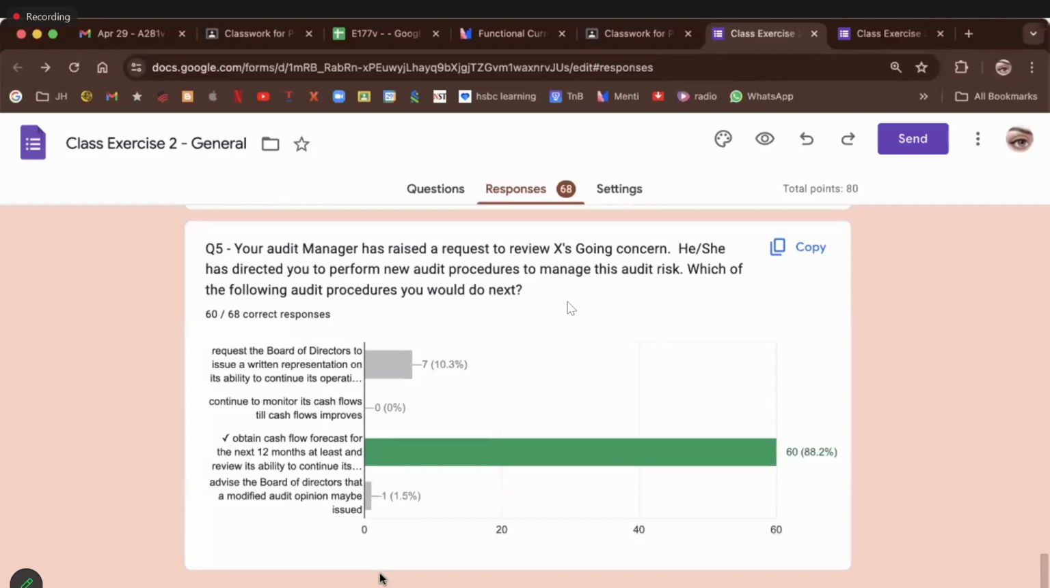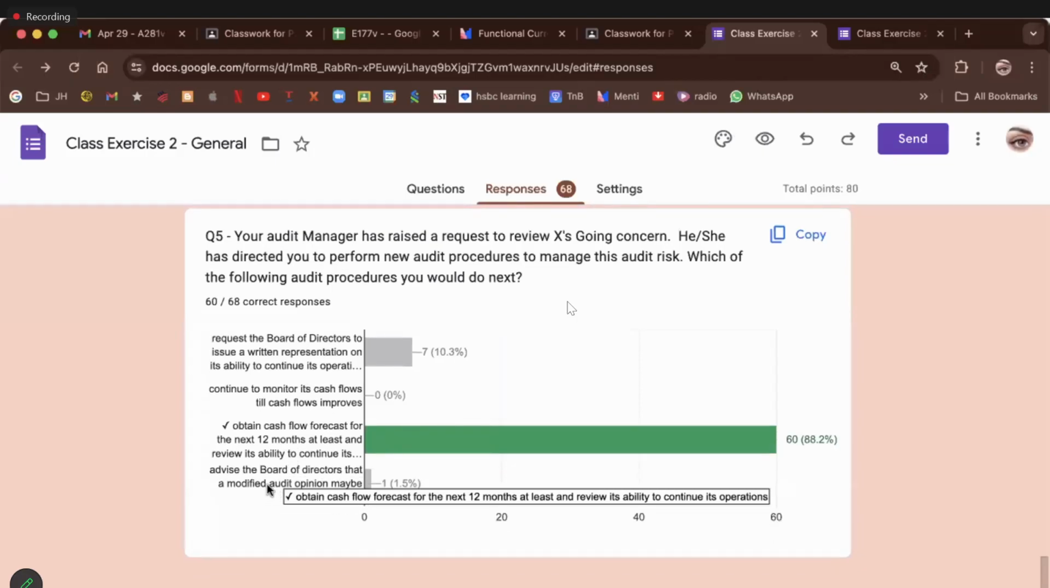So there are a few audit procedures given. Request a written representation. This is not the kind of audit procedure expected in the exam. In the exam, usually written representations are not expected. Sometimes in the exam, they actually tell you, please don't give me a written representation because I do not want it. They will tell you that. So this answer is not accepted. Continue to monitor cash flows, maybe. Obtain cash flow forecast for the next 12 months at least and review its ability. So this one could probably meet our going concern review.